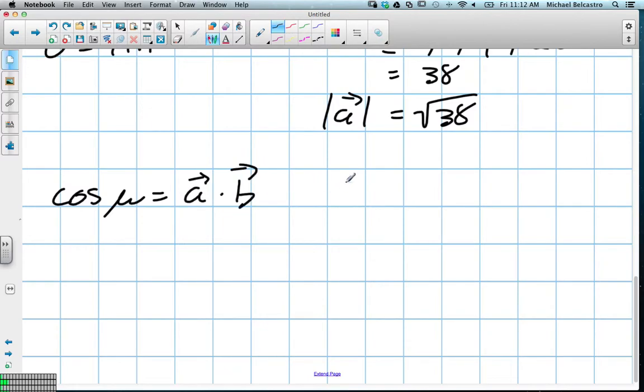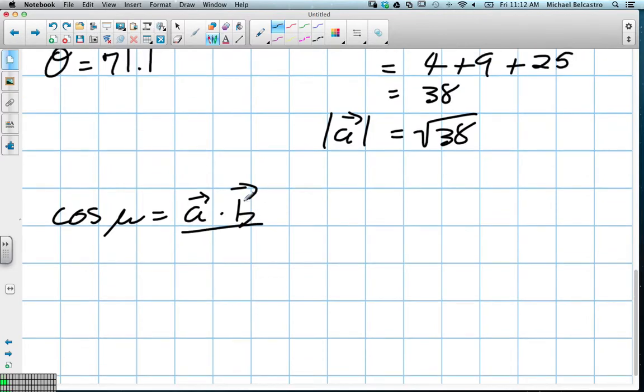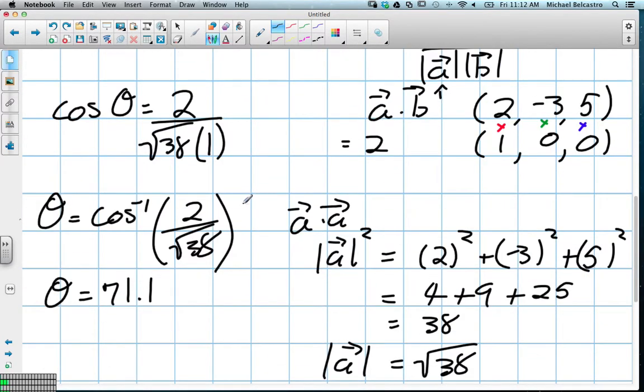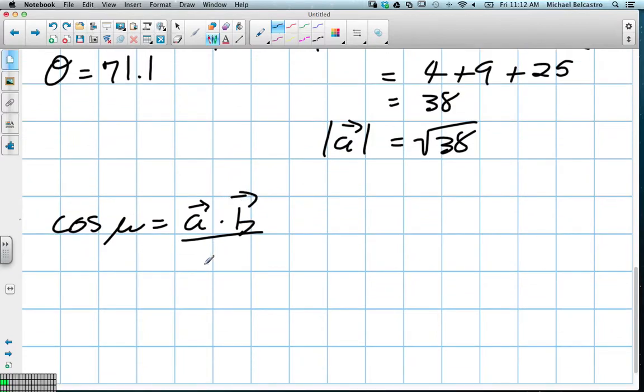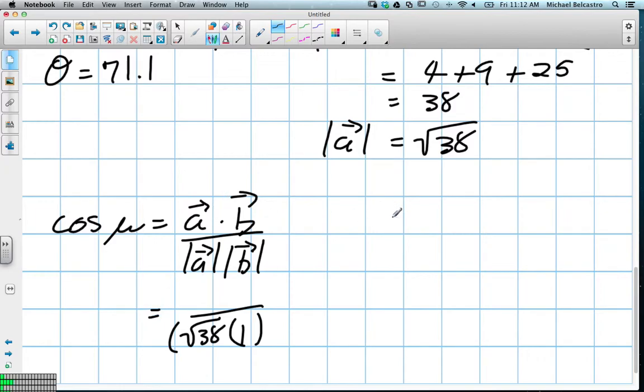What was it? Anyone remember? 2, right? Oh, sorry, I lied. It's different this time. The magnitude of A will stay the same. Sorry, that's the number that stays the same. So the magnitude of B, again, we already know is going to be 1, and the magnitude of A we know is going to be root 38. The only difference in this question is going to be our new dot product.